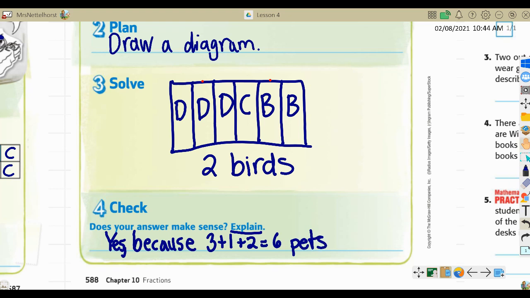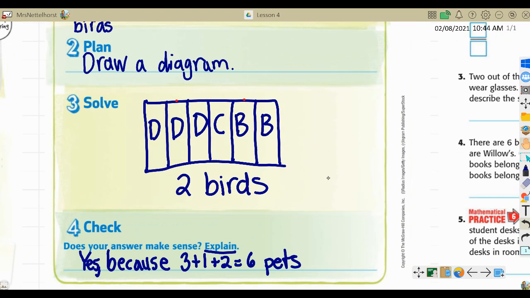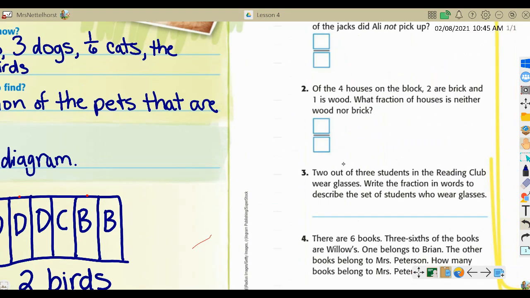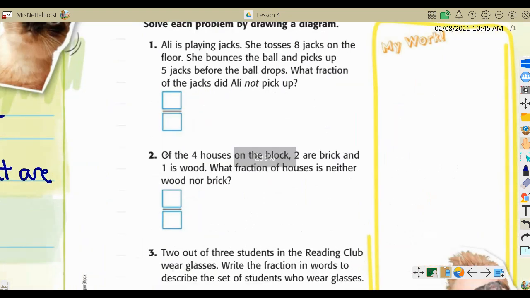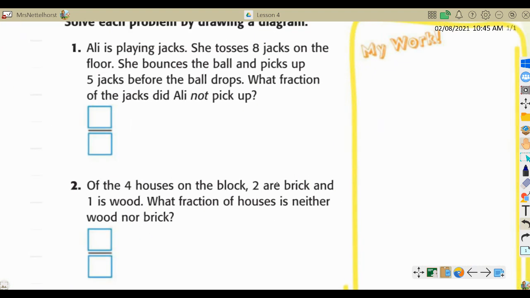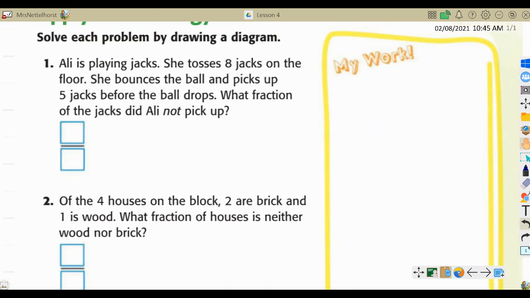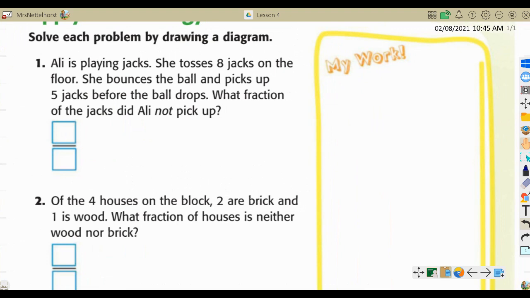Okay. All right, let's go on to the third and final page. Make it nice and big, get the extra distraction out of there. Also gives us more room to write, or at least it gives me more room to write. Okay, so we're going to solve each problem by drawing a diagram.